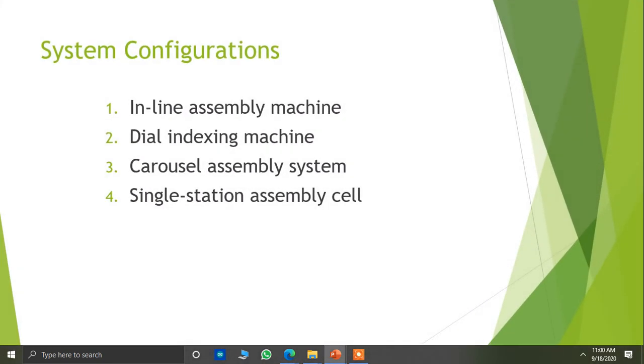So you have some system configurations in it. That is the inline assembly machine, dial indexing machine, carousel system, single station assembly cell, etc. Before going to that, we'll take a short break, like 5 to 10 minutes, and we'll come back.